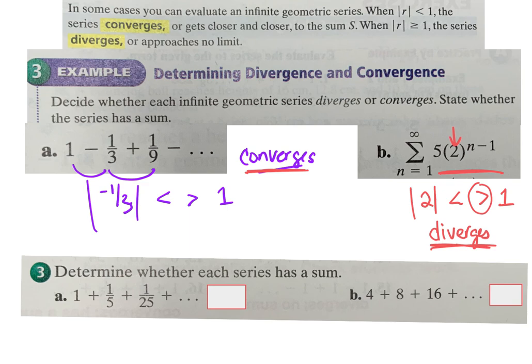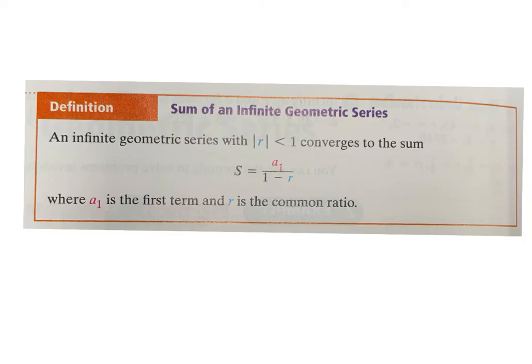All right? What about this? A down here. What is the common ratio? 1/5. Does it converge or diverge? Converge. What about this one? Common ratio is? Converge or diverge? Diverge.